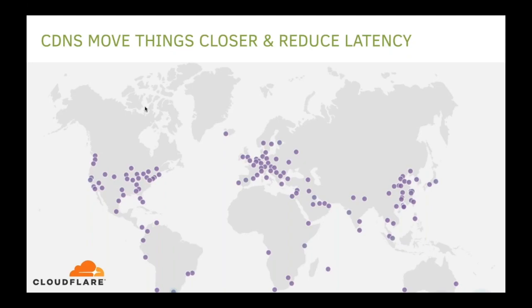And so you can imagine that if I'm in London and I want to connect to a web server for a website that's hosted in California, that's about a 100 millisecond round trip time. So it takes 100 milliseconds for my truck to drive from London over to California and back.